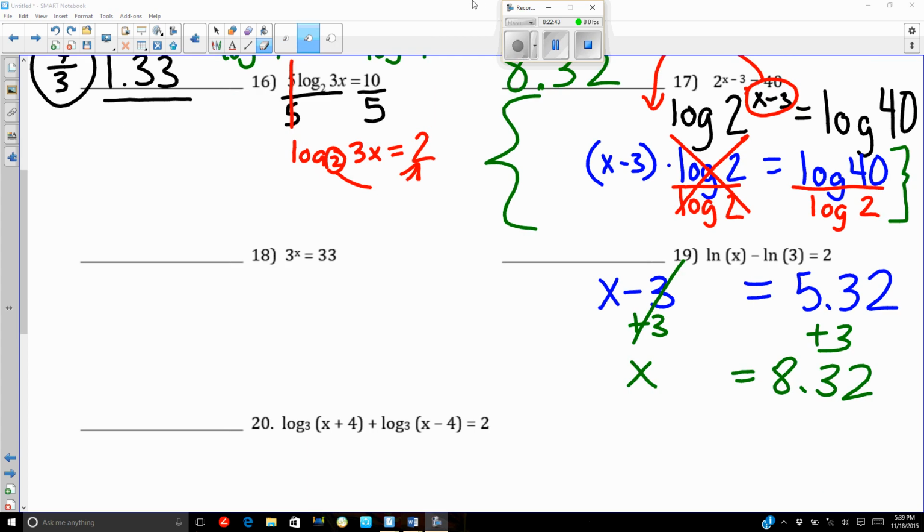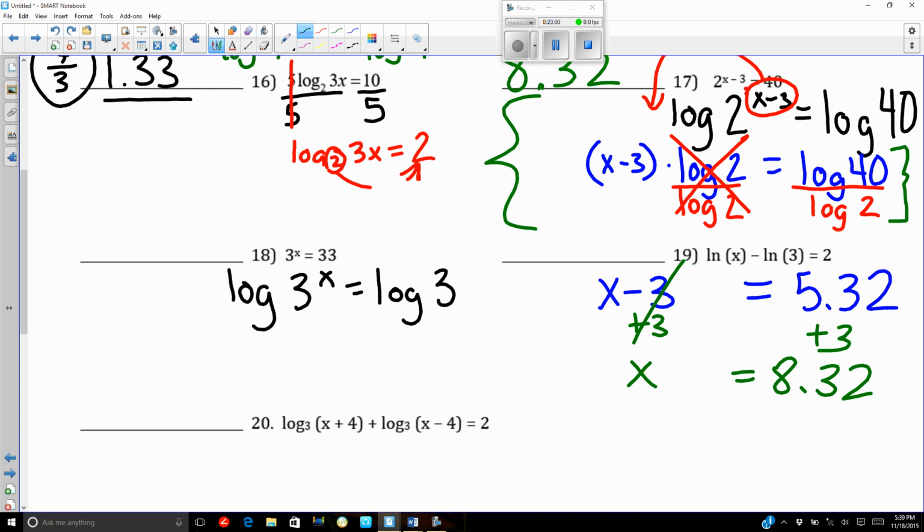All right, 18. 18 is an exponential function form. You cannot guess and check on this. So again, if it's an exponential form, put it in the other form. Use logs to solve this problem. So I'm going to take the log of both sides. I'm going to do the third exponent rule.